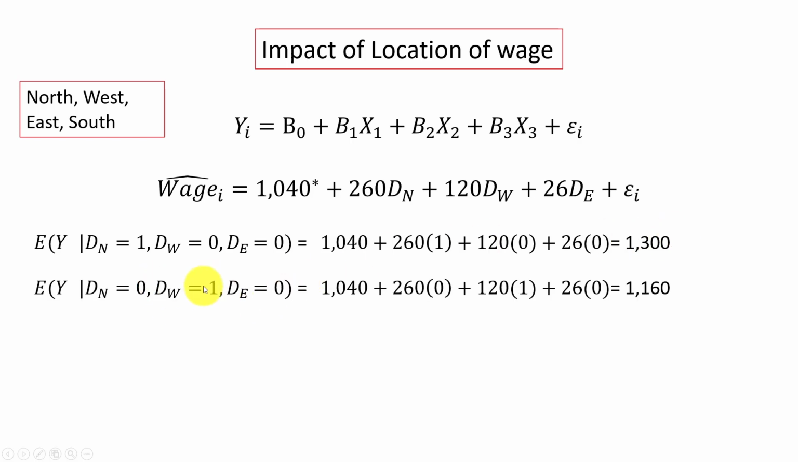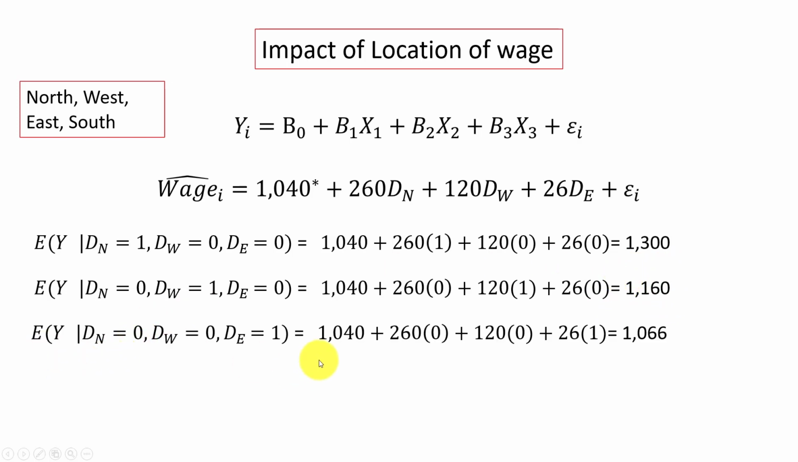What about a person working in west? The others would become 0, but we would just add 1040 and the dummy of west. So we get the expected wage for west, which would be 1160. For east, it would be 1060. The rest of the categories' values become 0, and we add the value of east to the omitted category's value, the B naught constant term.